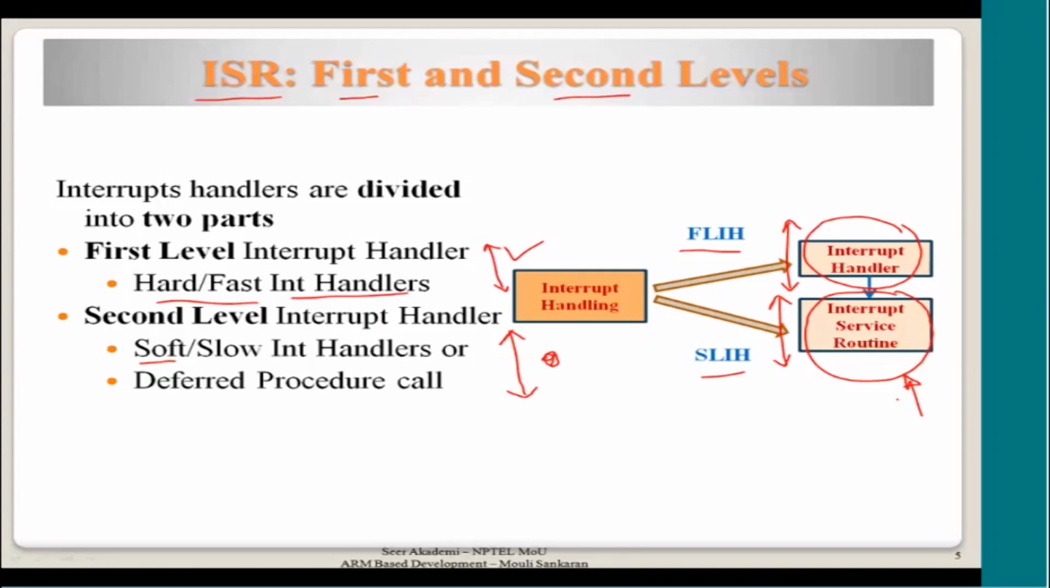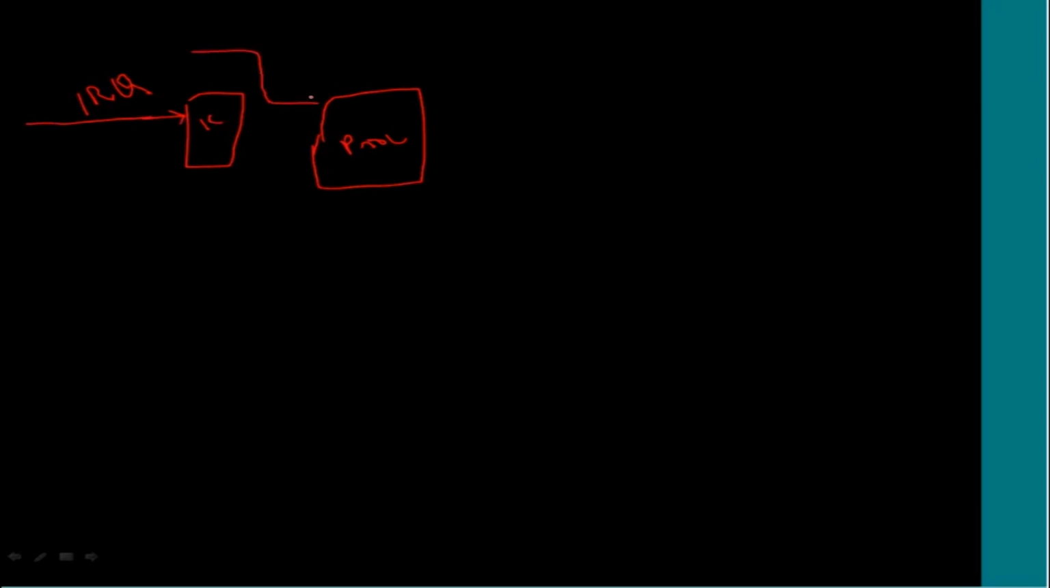So let me give you an example. This is the processor. Assume there is some interrupt controller, I call it IC to simplify. We are going to look at only the IRQ input. Similar things are done in FIQ, only thing is normally the FIQ is directly connected to the processor, not through any controller.